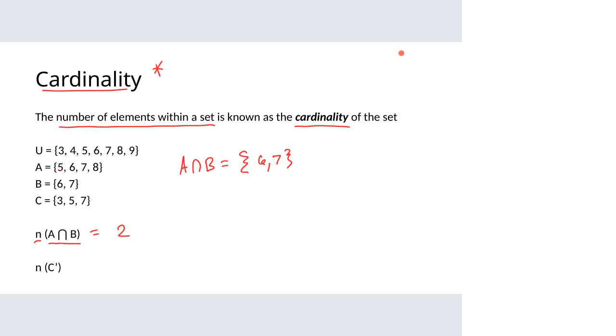The number of elements in C complement. First I've got to find out what C complement is. 3, 5, 7, so 3, 5, 7. So C complement's going to be 4, 6, 8, 9. And then if I'm asked for the cardinality of C complement, I don't type this. I don't list out the set. Instead, the cardinality of set C complement is what? What's the cardinality of C complement? Perfect, Nicole, Emily, Moylan, Michaela, excellent. It's just 4, because that's how many elements are in that set. And that's it.